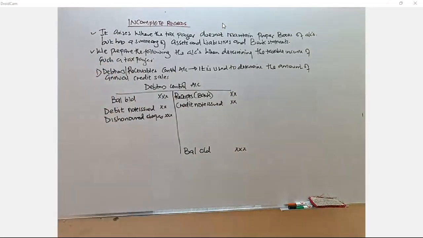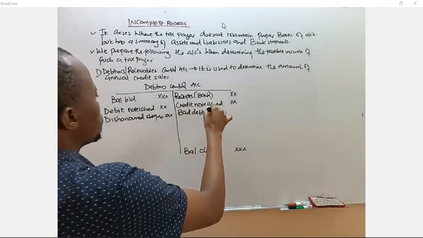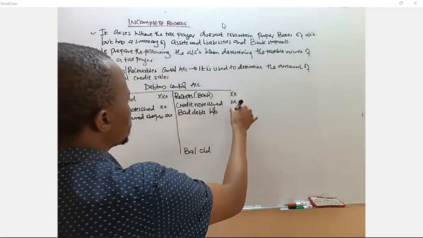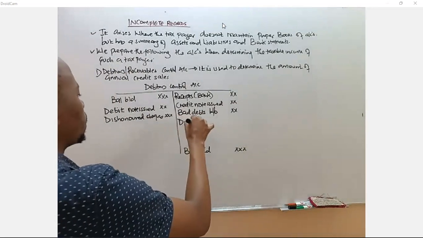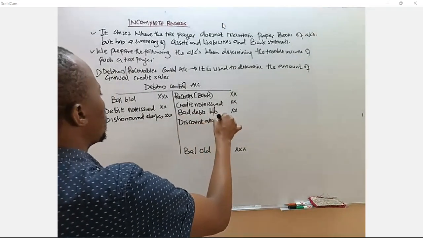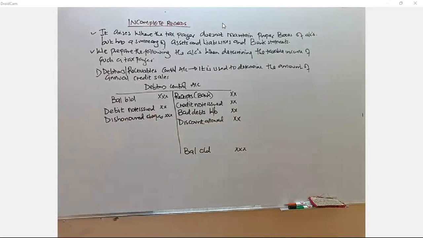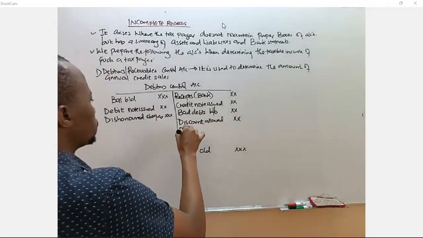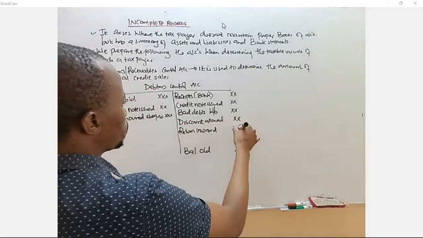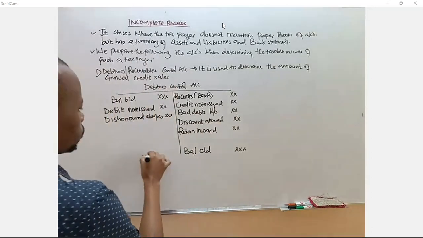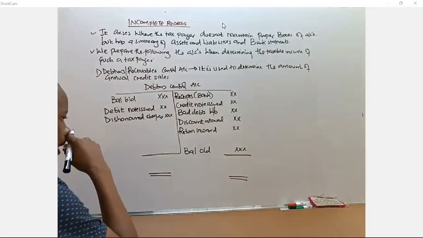We also have bad debt written off. Bad debt written off, we put it there. Then also we have things like discount allowed. Discount allowed, you're also going to put it here, right? We have things like return inwards. Our return inwards, you should consider it there. So you're supposed to put your balances in order, and they are supposed to balance.